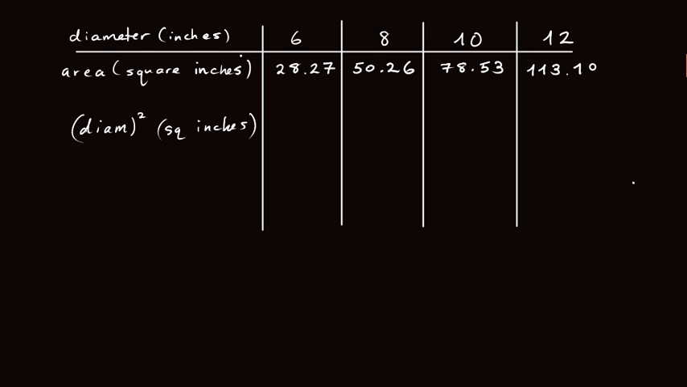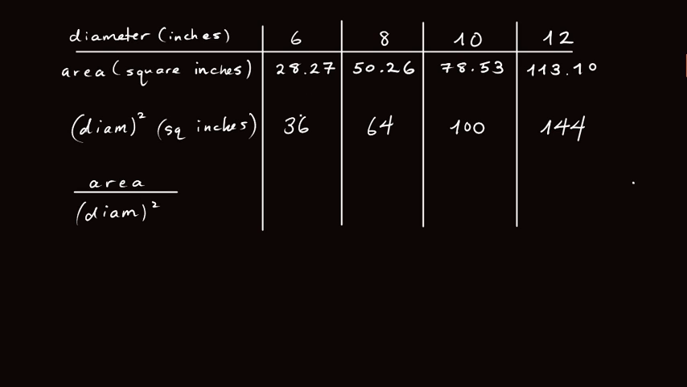Now, if the diameter is 6, the diameter squared is 36. If the diameter is 8, then the diameter squared is 64. If the diameter is 10, the diameter squared is 100, etc. So these are my diameter squareds, and now it's completely reasonable to compare area with diameter squared because they're both measured in square inches. How am I going to compare? I'm going to take the ratio. So into my calculator, I'm going to look at the ratio of the area divided by diameter squared. See if I see any relationship there.